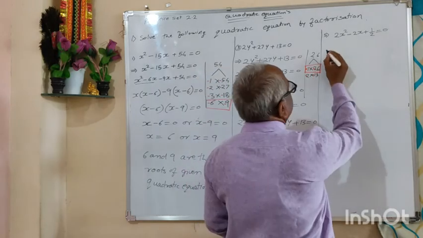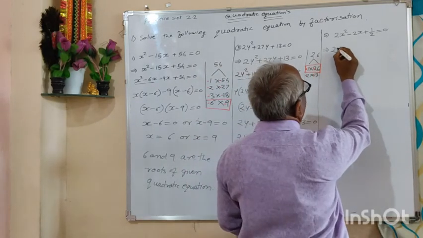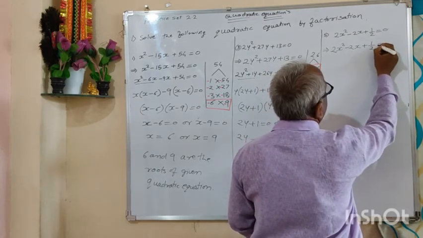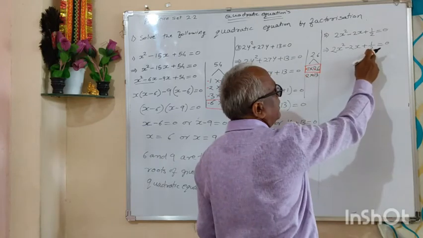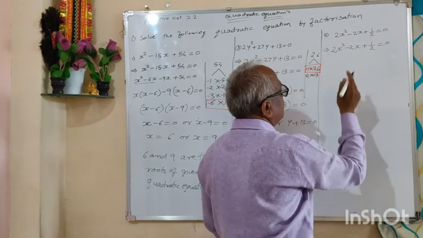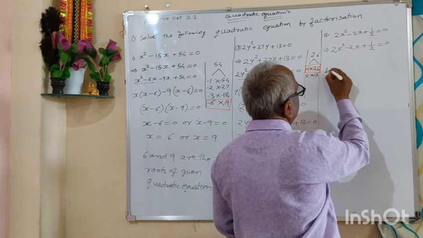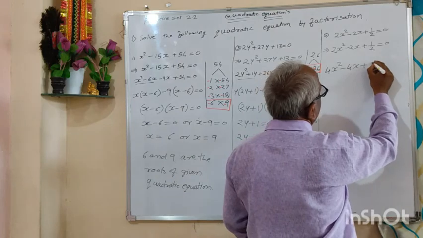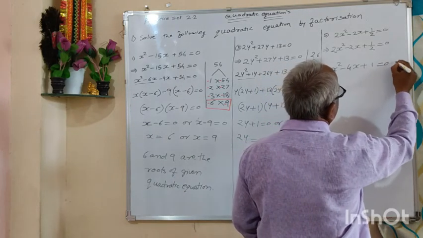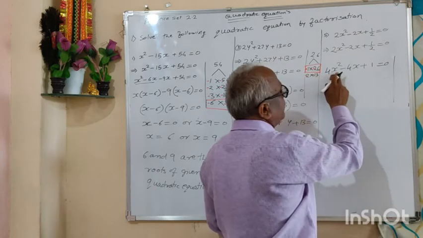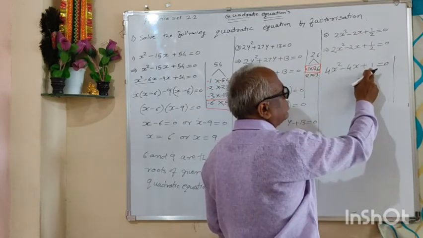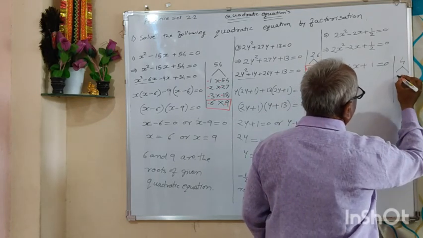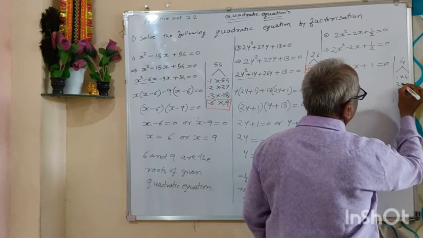Now the next example, here 2x square minus 2x plus 1 upon 2 is equal to 0. Now here in the denominator 2 is there, so multiply this equation by 2, you will get 2 into 2, that is 4x square minus 4x plus 1 is equal to 0. Now here the coefficient of x square is 4 and the constant term is 1. 4 into 1 is 4. Now find the factors here: 1 into 4 is 4, 2 into 2 is 4.